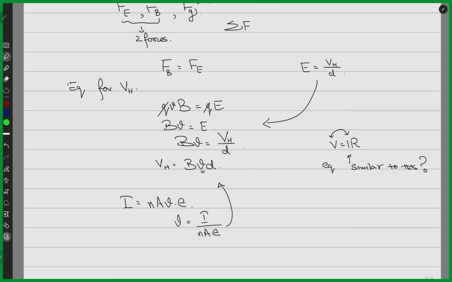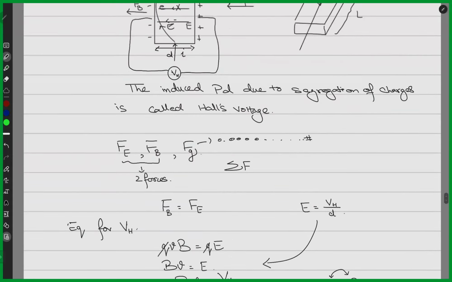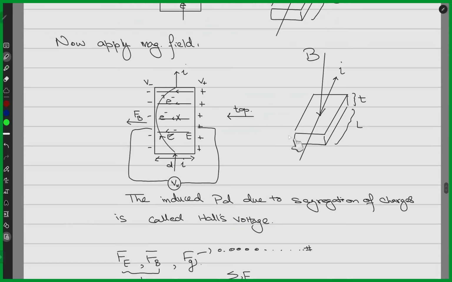Let's take this and throw it in that equation, and let's write it down over here. We get Hall's voltage is equal to B times I times D over n, what is A? If you look at this figure again, this is the thickness T, this is the length L, and this was the distance D. So if these are positives, there is negative over here.